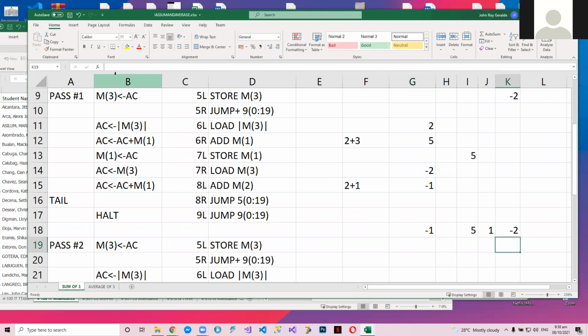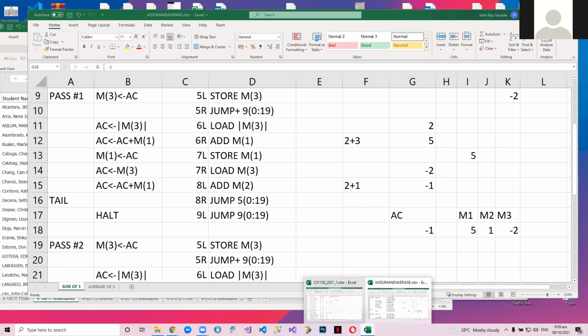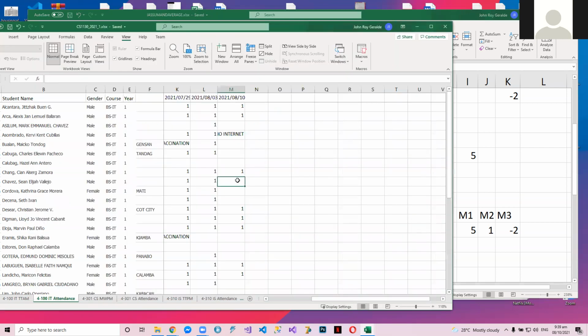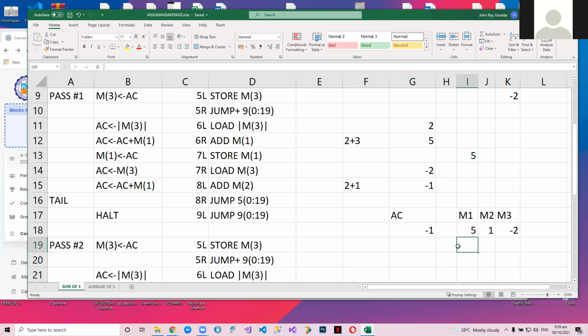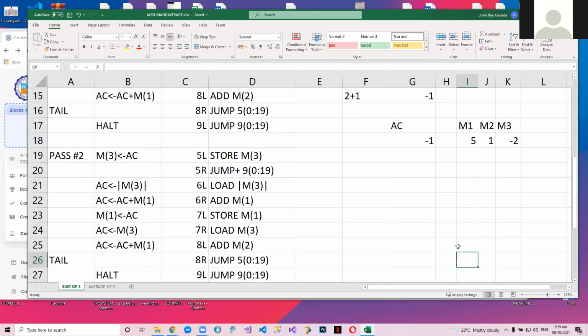And we have negative 2 for M3. Do you follow? No? Do you follow? So this is the AC. M1. M2. M3. Do you follow? No? These are our latest values. Any questions? Cordova? Any questions so far? So we repeat the process because we jump to the left of M of 5.